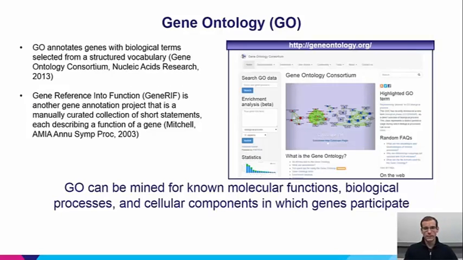The screenshot on the right is showing you where you can go to access the data in GO. And there are other gene annotation resources available. For example, Gene Reference Into Function, or GeneRIF, is available through the NCBI Gene database. And this is a project that, again, is seeking to annotate genes with short statements about functions that have been documented in the literature that these genes are involved in.